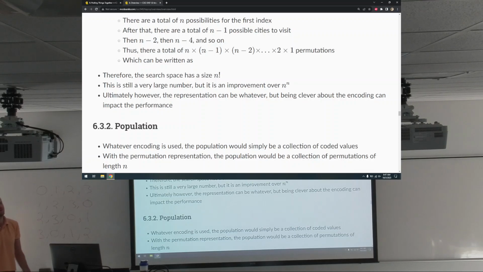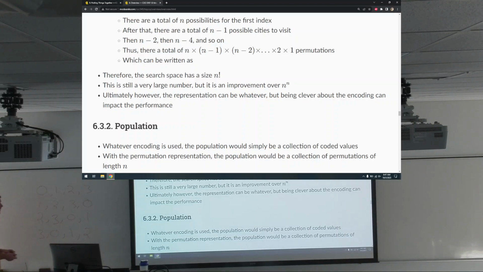Now, the amount that you reduce the search space by going to a permutation rather than just some arbitrary integer encoding is way more than this. But again, every little bit helps. This does reduce the search space just a little bit more.